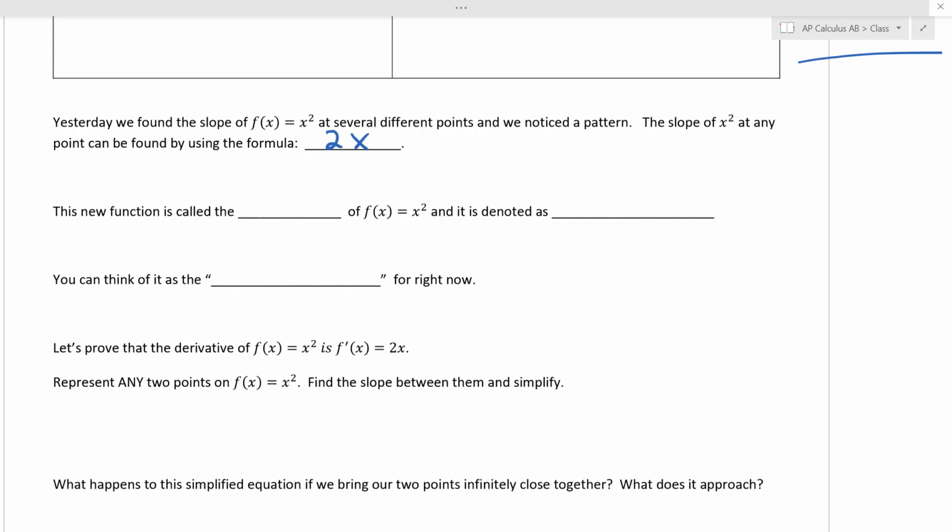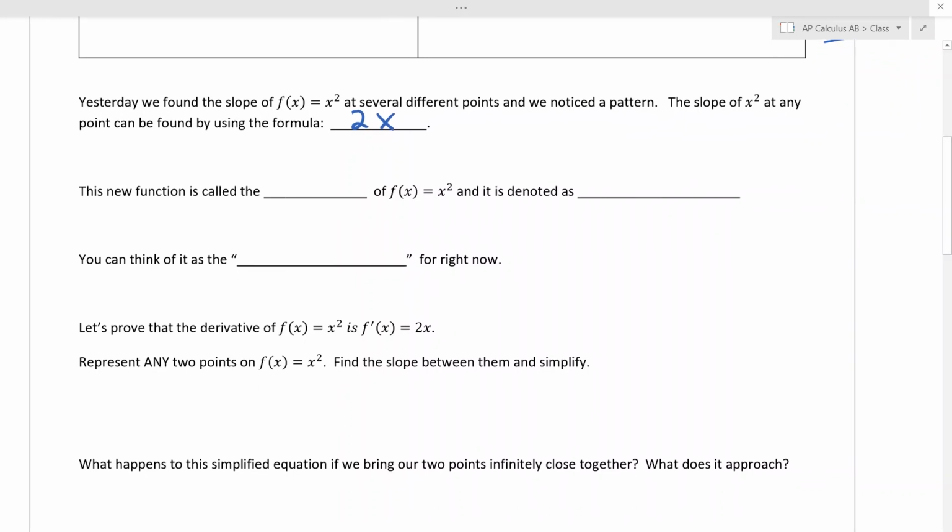So a couple of vocabulary things. That new function is called the derivative of f of x. Lots of functions have derivatives. Not all functions have derivatives, which is weird. It's got to be a crazy, weird function not to have a derivative. We'll talk about that. And it's denoted like this. You call it f prime of x.